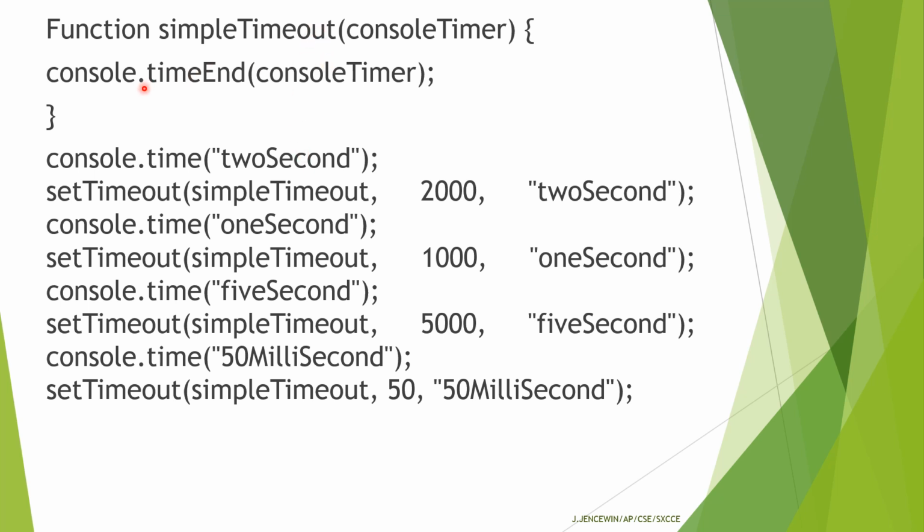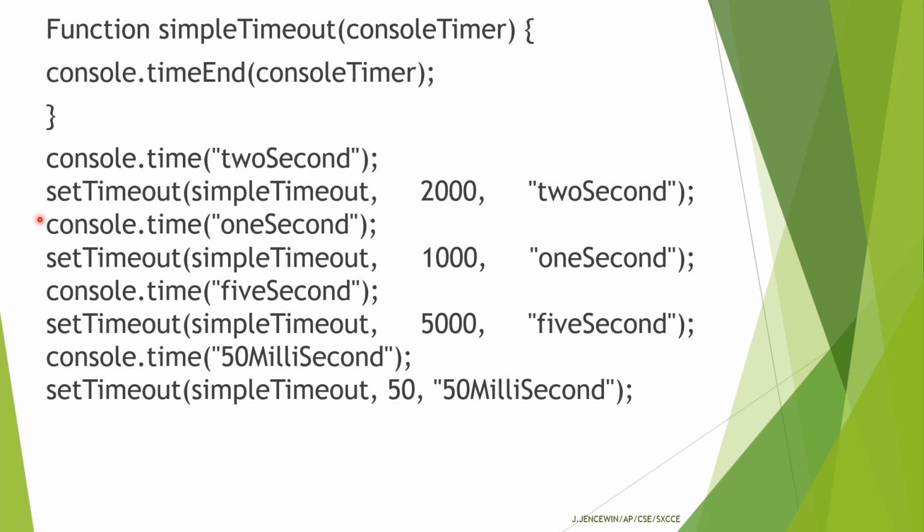So this console.timeEnd actually stops that particular timer and prints that value to the console. It prints a value that is greater than 2000 milliseconds, because after executing this line the timer starts, and then we are invoking this function, which runs after a minimum of 2 seconds. So we get the console output with 2 seconds, a value of more than 2 seconds. Likewise all of this gets executed.